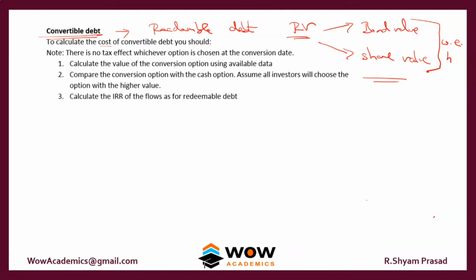To calculate the cost of convertible debt, there is no tax effect whichever option is chosen. Okay, so there's no tax element in the bond value or share value. Calculate the value of the conversion option using the available data. So first find out this one. He says compare the conversion option with the cash option. Assume all investors will choose the option with the higher value. So that is why we say whichever is higher.